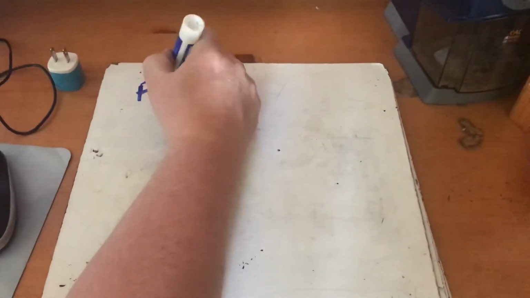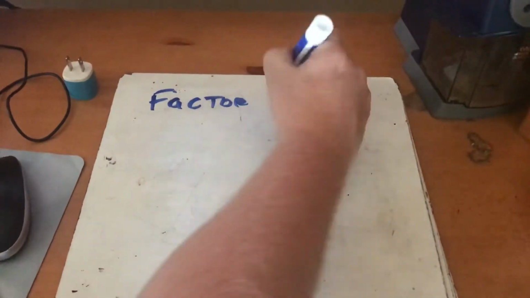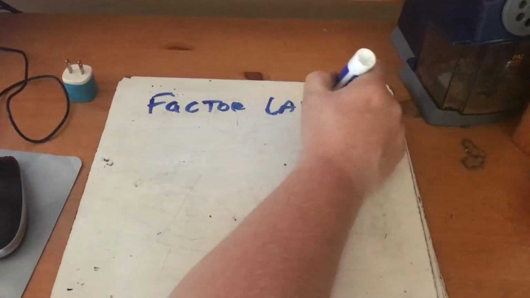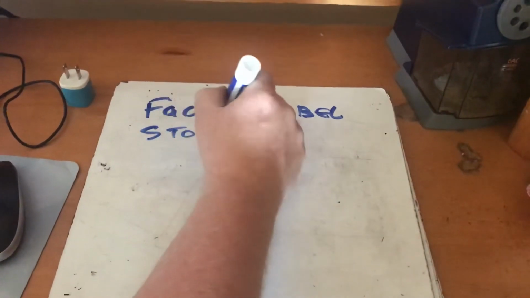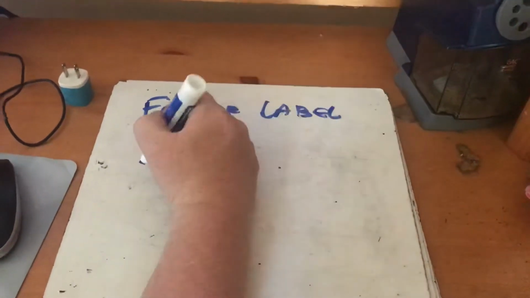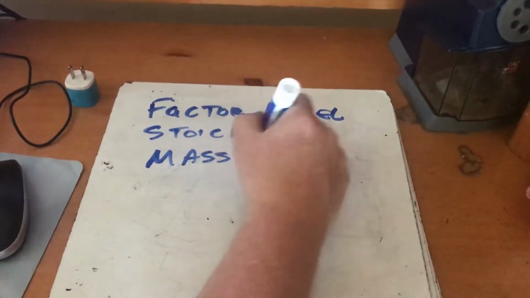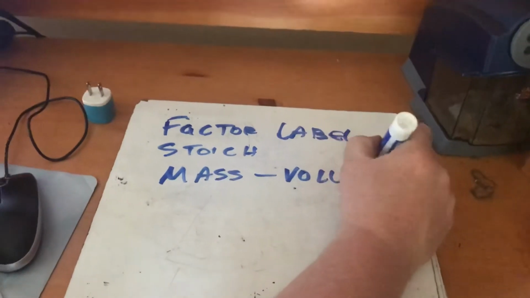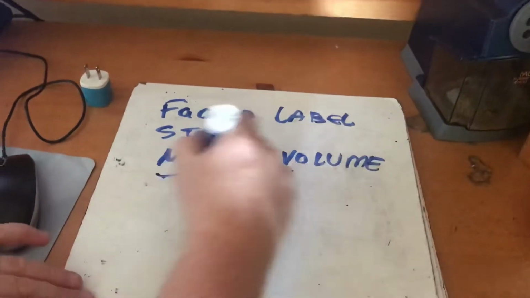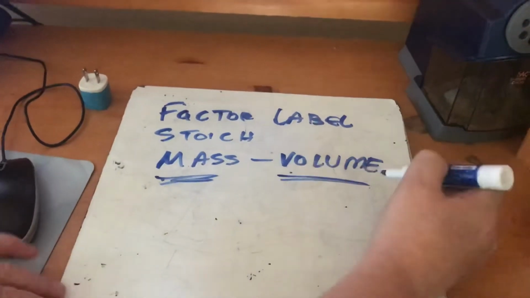Let's do some more factor label stoichiometry. However, let's do mass volume. That means we have a mass that we're starting with, and we're looking for a volume at the end.